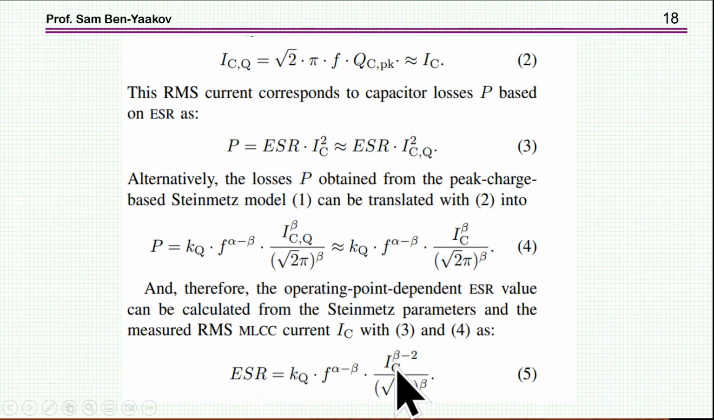We want to know what the ESR is, which is a function of the current, as we can understand here. And then by knowing the coefficients, or the parameters K, alpha and beta of the fitting, we can find what the losses will be by the basic equation of ESR times I squared.